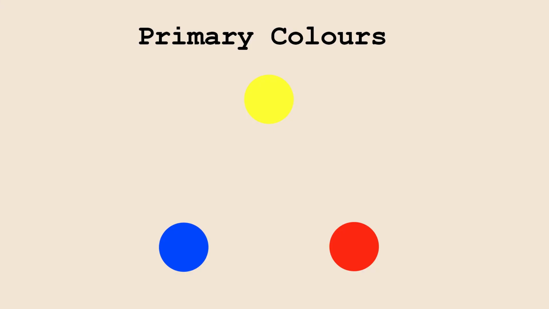The colour wheel begins with primary colours, which include red, blue and yellow. These colours are what make up every other colour on the spectrum, and if you mix all of them together, they will create a muddy brown shade.